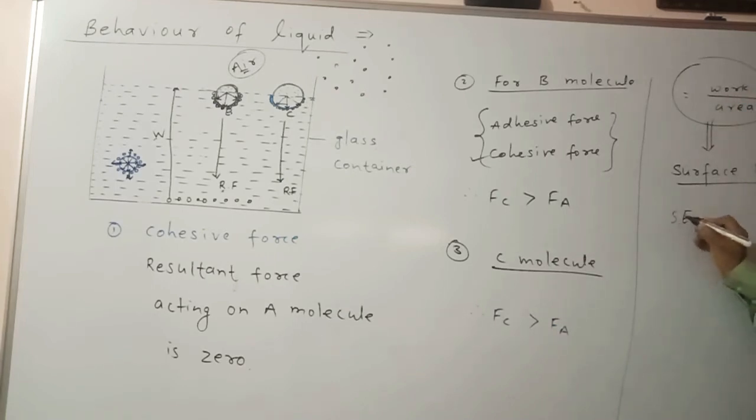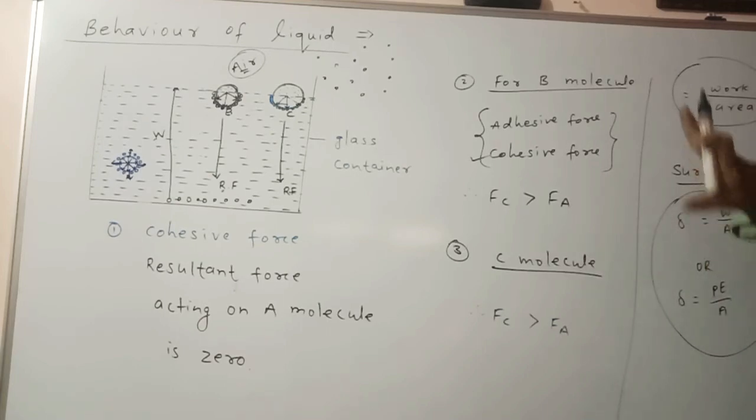Now here we have two formulas to find the surface energy. This surface energy is represented by delta. So surface energy is exactly equal to work done per unit area, or we can write the surface energy is exactly equal to potential energy per unit area. So this is the new concept related to the surface tension. Before going towards that, we should know what surface energy means. And according to these articles, we conclude that surface energy is nothing but work done per unit area, or we can say potential energy per unit area.